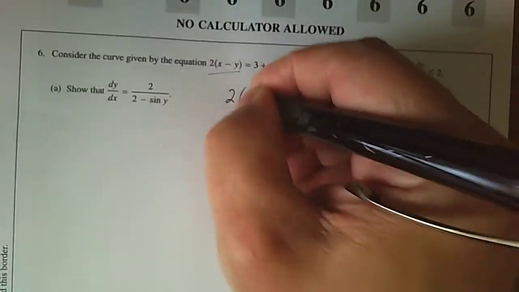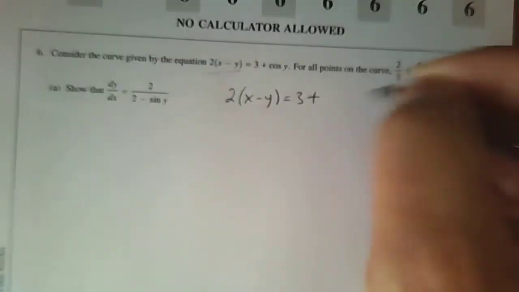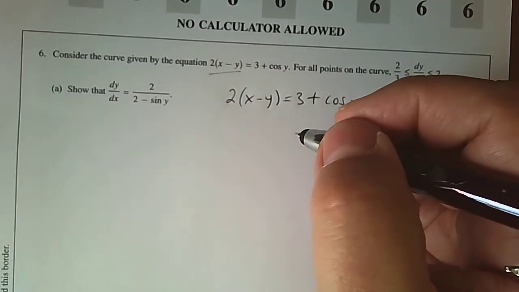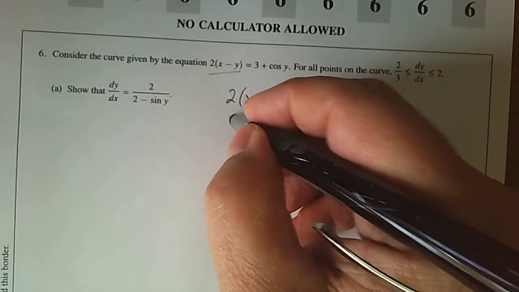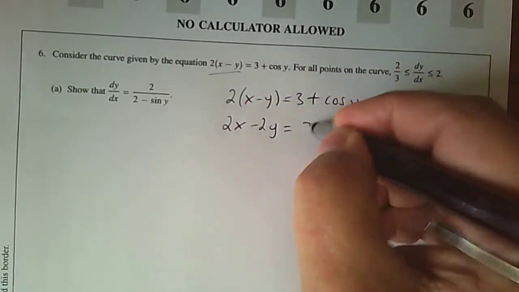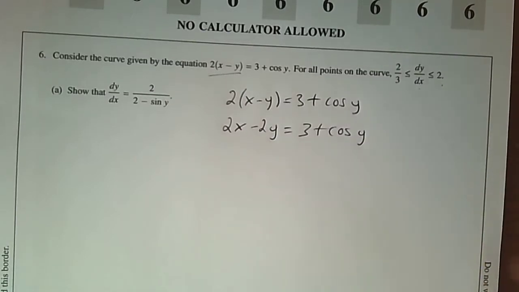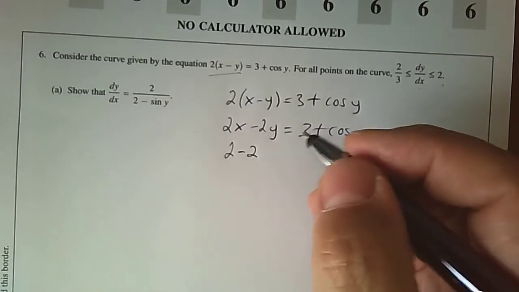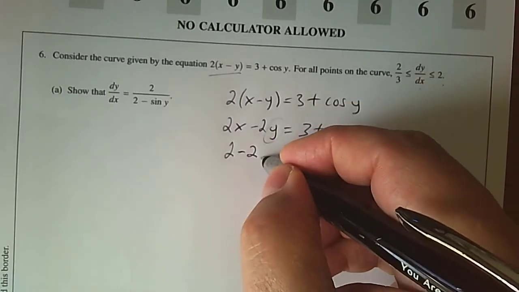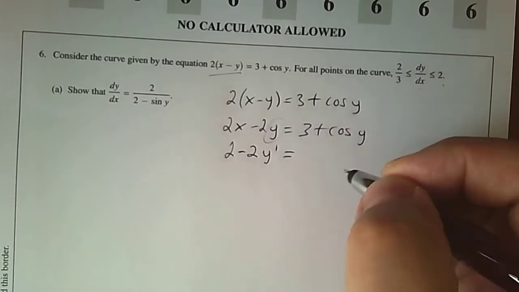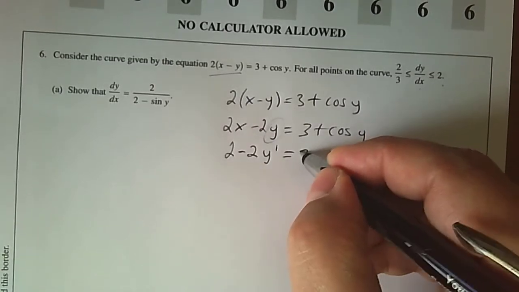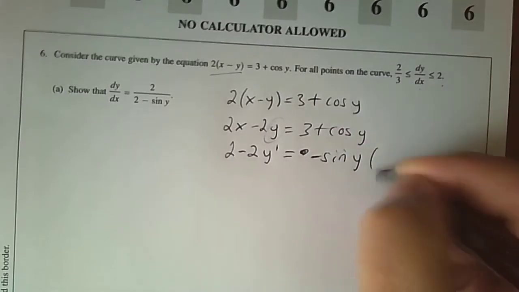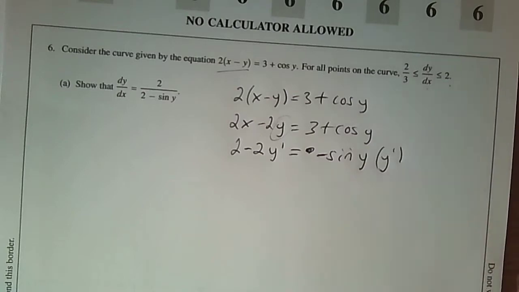So we're going to first start by writing down what's given, and then we're going to take the derivative, and it's going to be done implicitly. So I think it might be wise first to distribute. So that's 2x minus 2y, and then take the derivative of what we see. So the derivative of 2x is 2. The derivative of negative 2y is negative 2, but because it's y, it needs a y prime, which is the same as dy by dx. On the right side, the derivative of 3 is 0, and the derivative of cosine is negative sine y, but again, it needs that little hook, y prime.